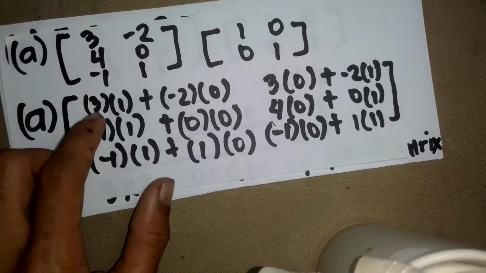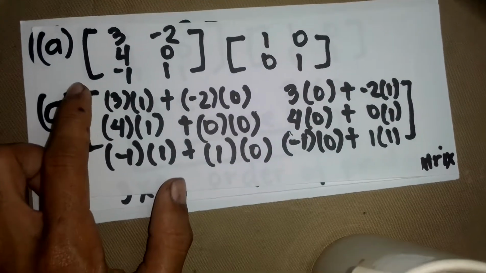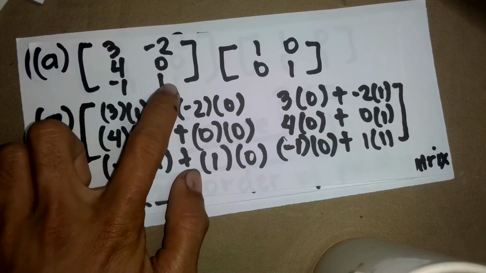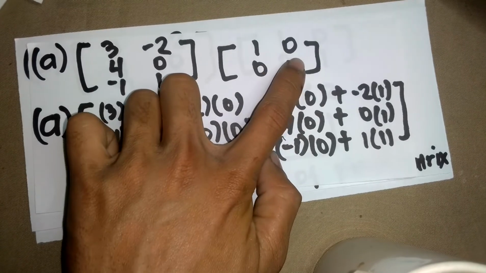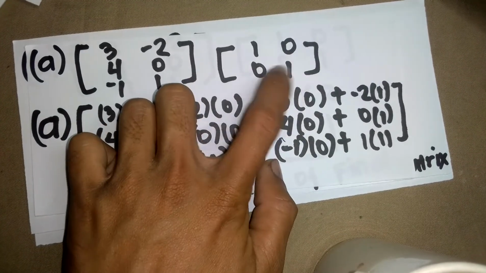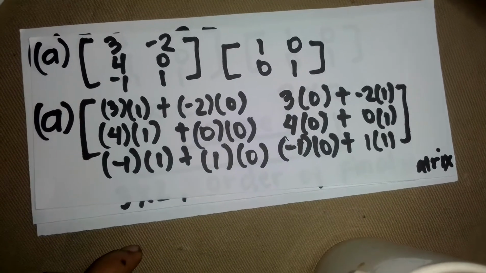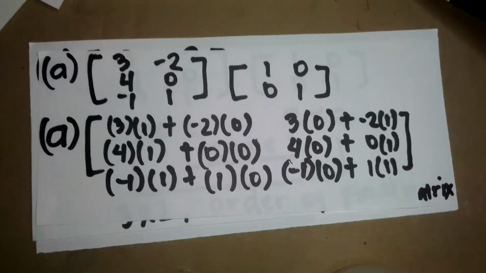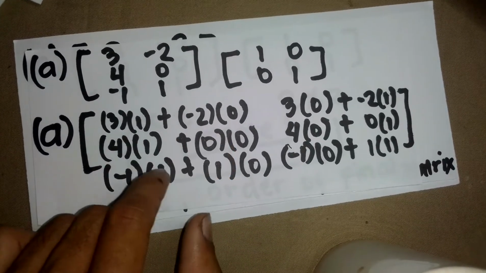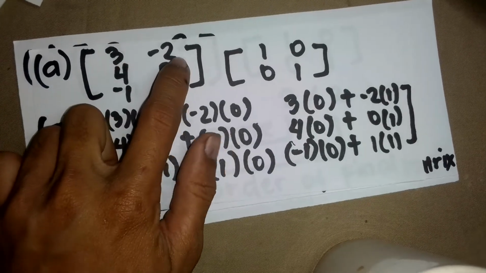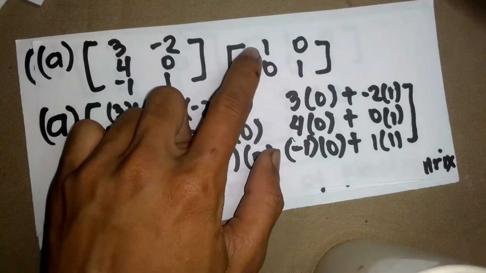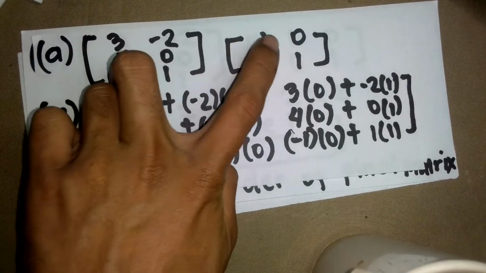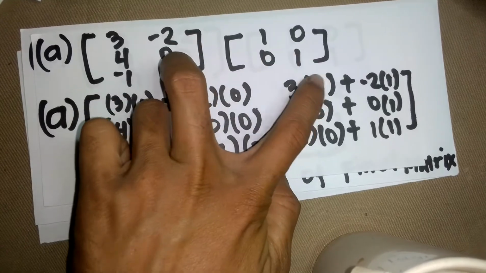For example, matrix A is 3, negative 2, 4, 0, negative 1, and 1, and another matrix is 1, 0, 0, and 1. Just like our process a while ago in multiplication of matrices, it is the same here. We multiply the first row to the first column, and the first row to the second column.